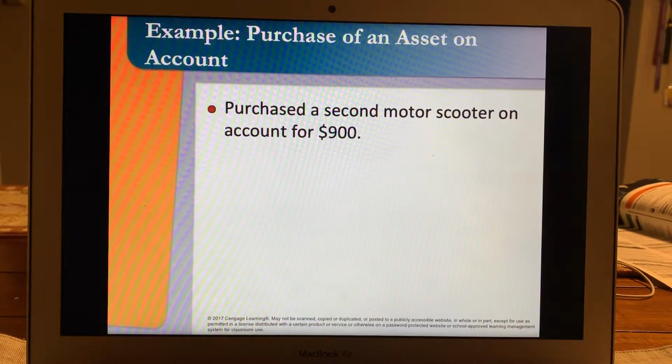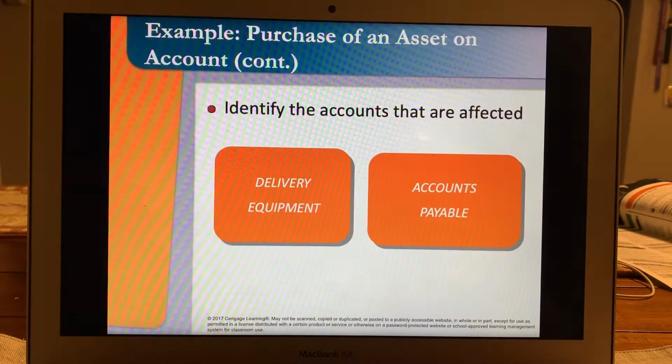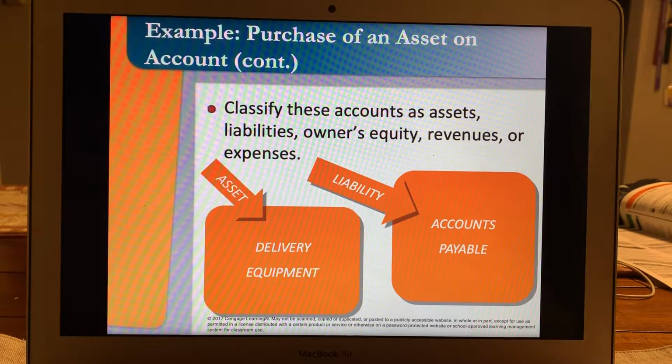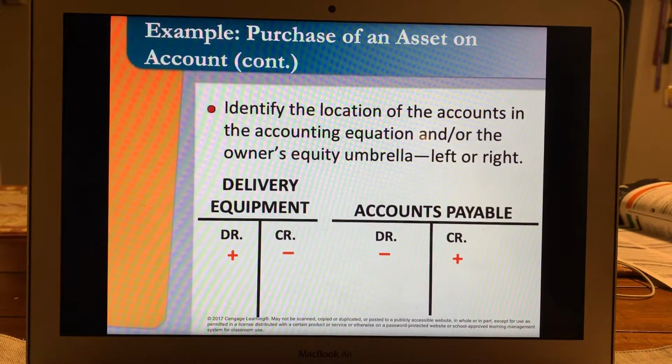Another one: we purchased a second motor scooter on account. Anytime it says you purchase on account, that means you created a liability. So delivery equipment, and the liability is accounts payable. Those are the ones that we look at. Classify these accounts. One of them is going to be an asset and the other one is going to be a liability. So identify the account. Again, debit, credit.